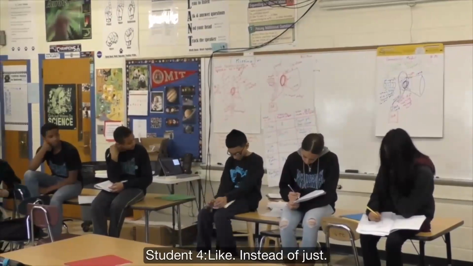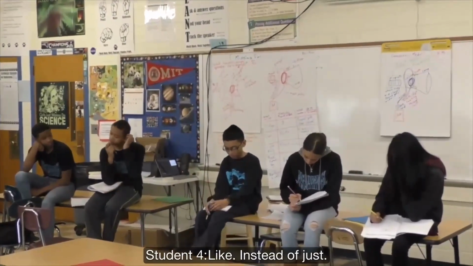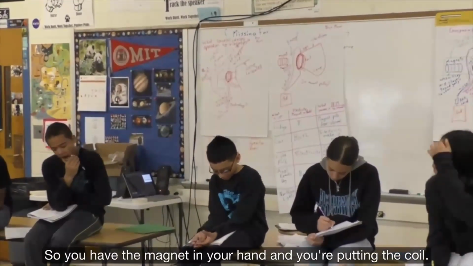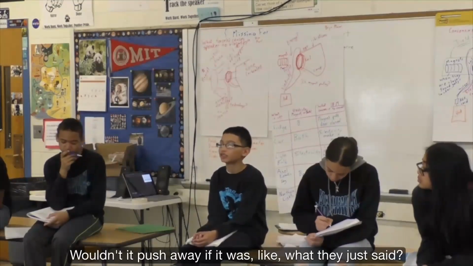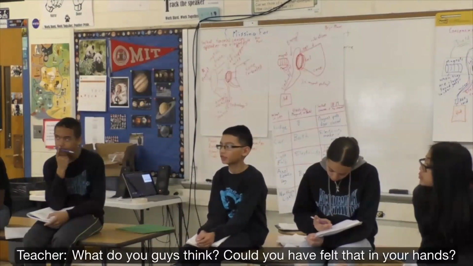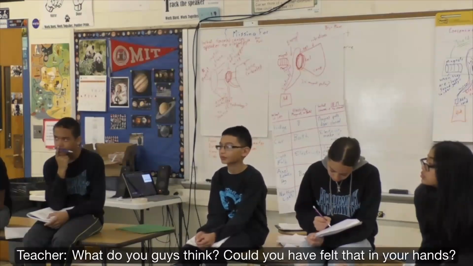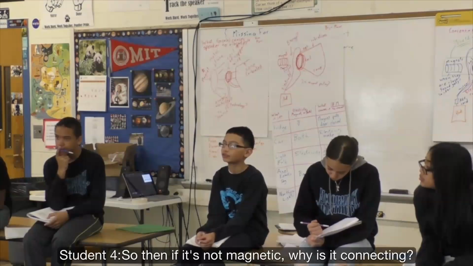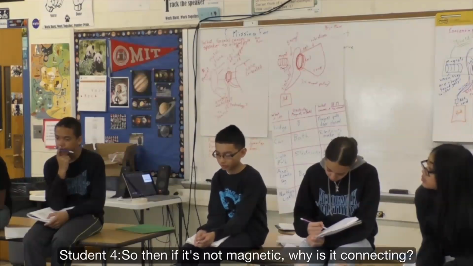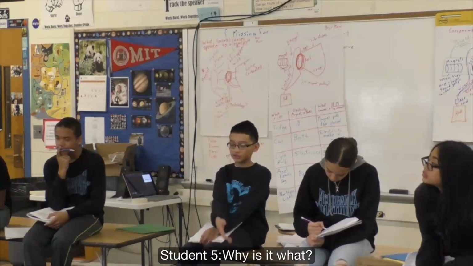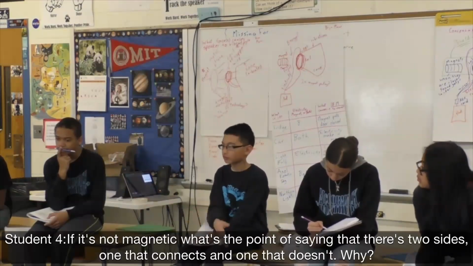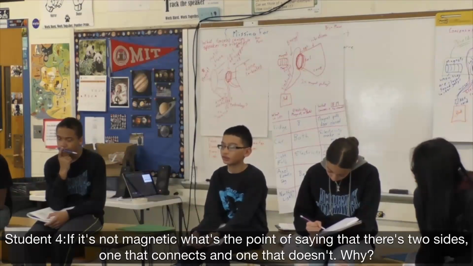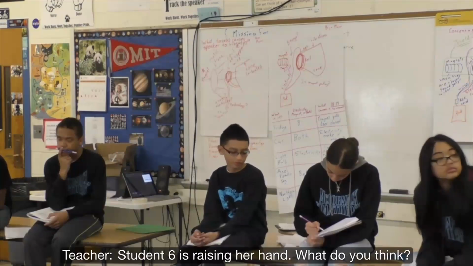So you have the magnet in your hand, and you're putting the coil near it, wouldn't it push away if it was like what they just said? What do you guys think? No. Would you have felt that in your hands? So then, if it's not magnetic, why is it connected? If it's not magnetic, then what's the point of saying there's two sides, the one that connects and the one that doesn't? Why? Finance is raising her hand. What do you think?